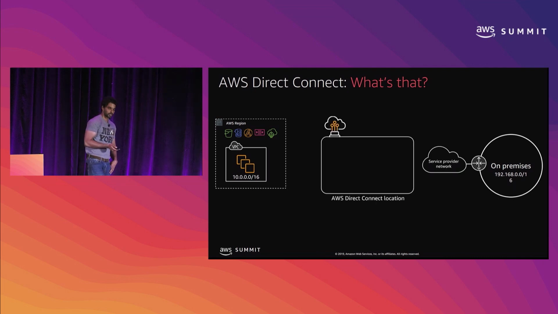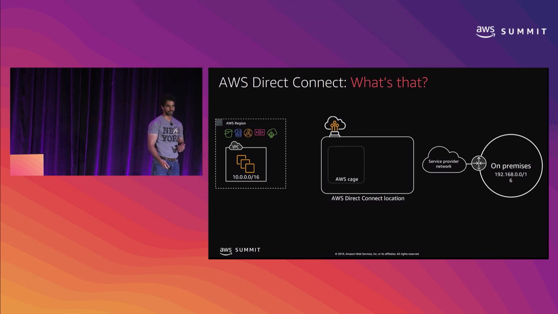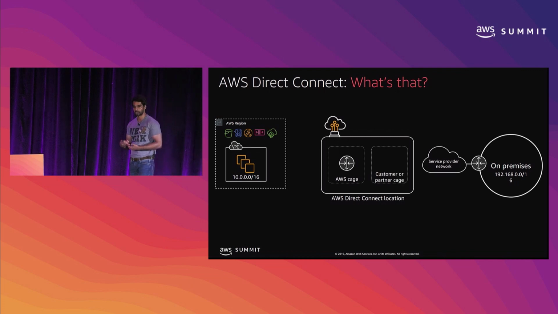Now, in order to connect to AWS, you have to connect to us via an AWS Direct Connect location. This is a third-party co-location facility where we have presence. So AWS has cage and network equipment in there. You might have a cage in there as well, or you might come via a partner.